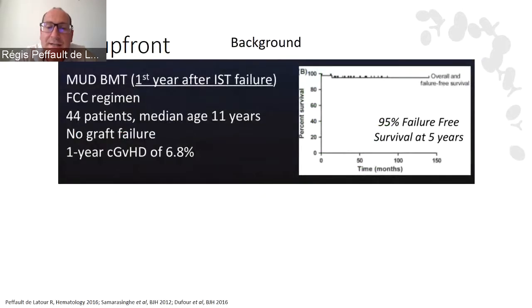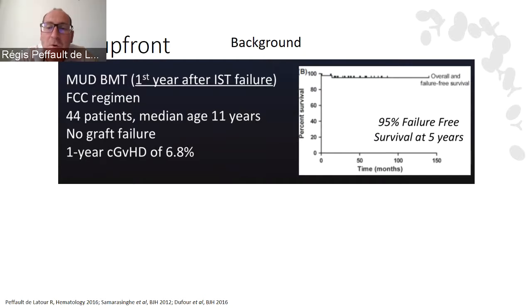Basically, the idea came from the UK, who were using a Campath-based regimen that was published some years ago by Sujit Samarasinghe. And what he was observing is excellent survival in patients refractory to immunosuppression. You can see here 44 patients, median age 11 years, so really a pediatric population, and outstanding results with 95% not only overall survival, but failure-free survival.